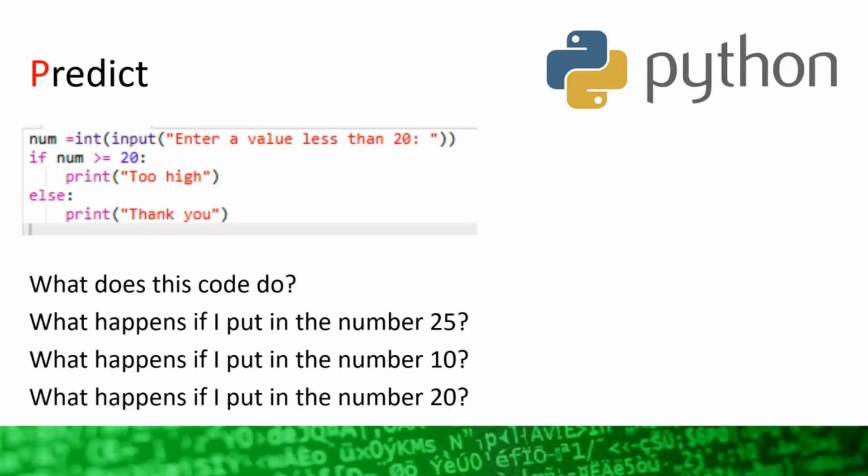So what does it do? Now, if you've got a whiteboard in front of you, write it down, otherwise just clock it in your head or put it down on a piece of paper with a pen, and then try and answer the questions. What would happen if I put in a number 25? What would happen if I put in a number 10? And what would happen if I put in a number 20? What would happen in each of those scenarios?